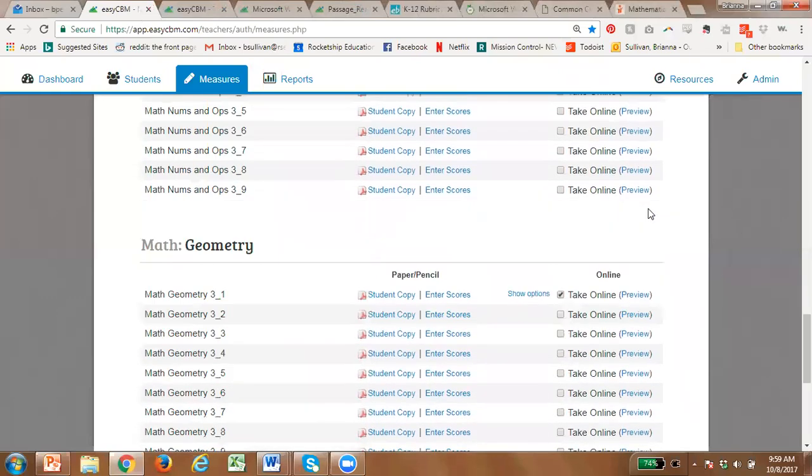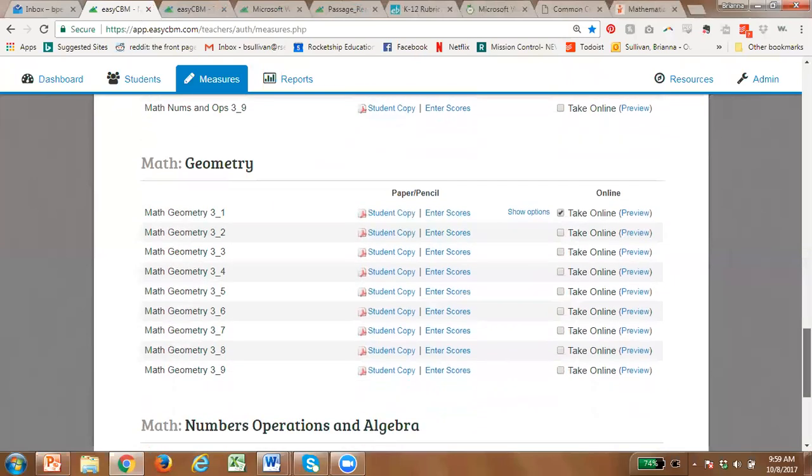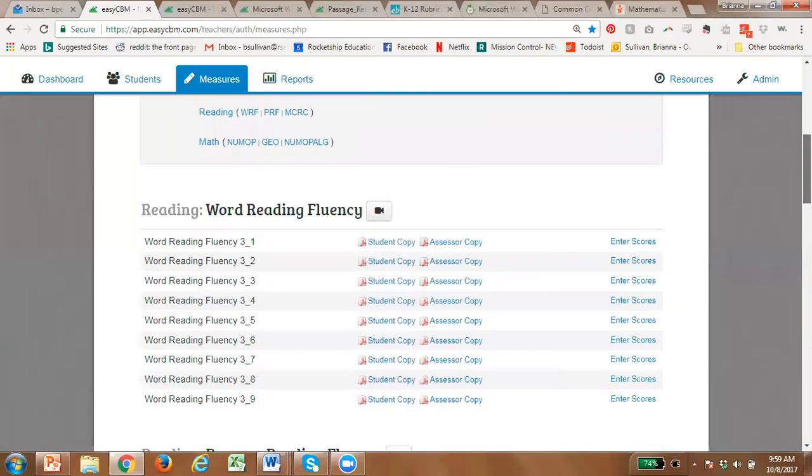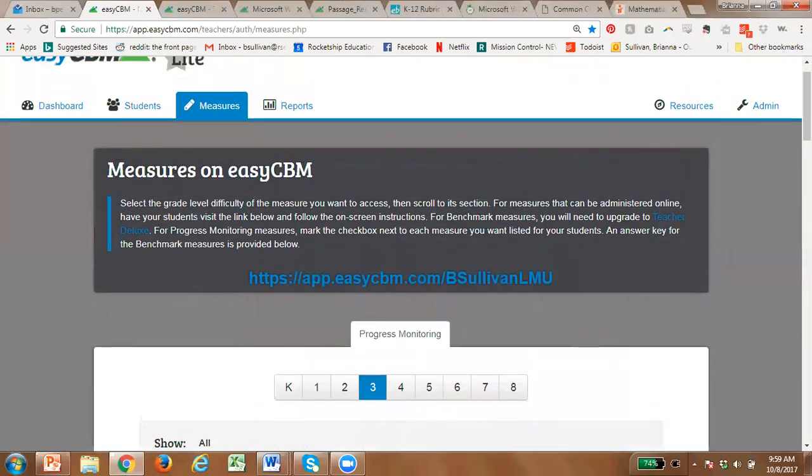Most of these have 9 different probes per topic area. So you could see how that would allow you to maybe give your student this probe once a month over the course of the school year to track their progress. If you feel like it's something that you want them to be taking on a weekly basis, you might want to upgrade to that $40 a year account. But there is enough for about once monthly testing and progress monitoring for your students.